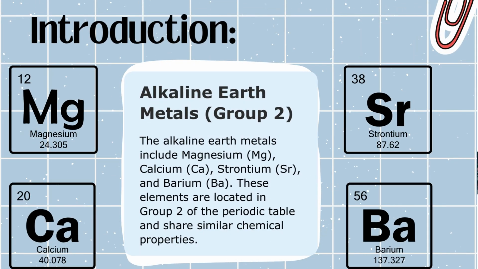As you can see here on screen, we have magnesium, calcium, strontium, and barium. These four elements are the alkaline earth metals located in group 2 that share similar chemical properties. Try to look at your periodic table and see the group 2. I know you wonder why beryllium and radium are not included in this.